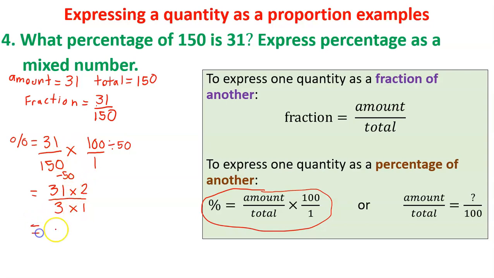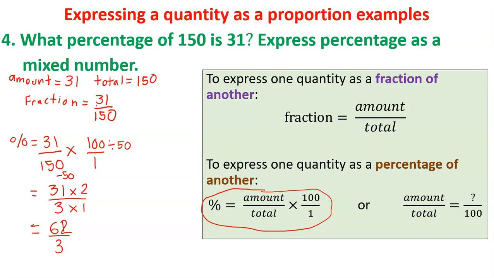So now we've got 31 times 2 is 61. And I've got 3 times 1 is 3. Sorry, 31 times 2 is actually 62. So we'll fix that up. And 3 times 1 is 3. So my fraction here now is 62 over 3. Now the question states that it wants me to express it as a mixed number. So I've got to convert 62 over 3 as a mixed number.